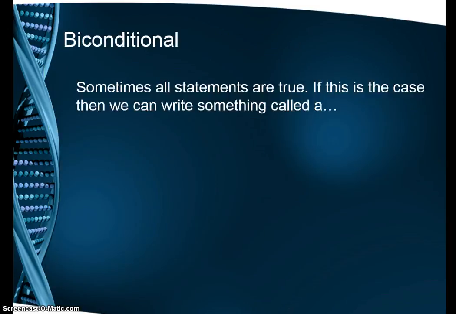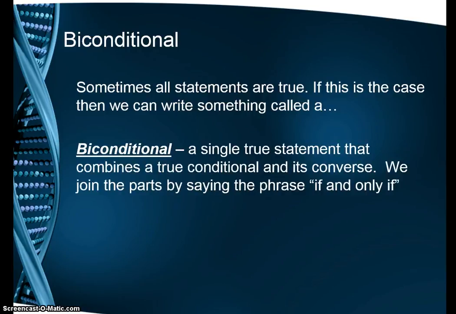So sometimes all statements are true, and when this is the case, we can write something called a biconditional. And this is one single true statement that's going to combine a true conditional and its converse. And what we do is join the hypothesis and the conclusion by saying the phrase if and only if. So this can happen if and only if this happens. Like you can get an A in this class if and only if you get A's on everything. Now obviously that's not the case, but I'm just trying to say that this is only going to happen given that the second thing happens, okay?